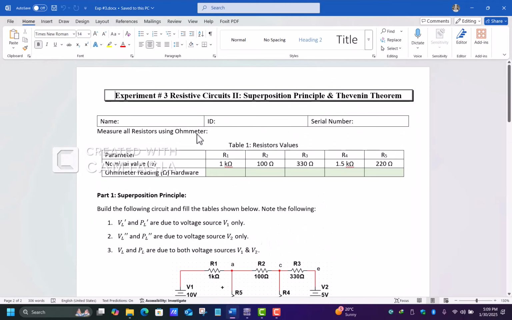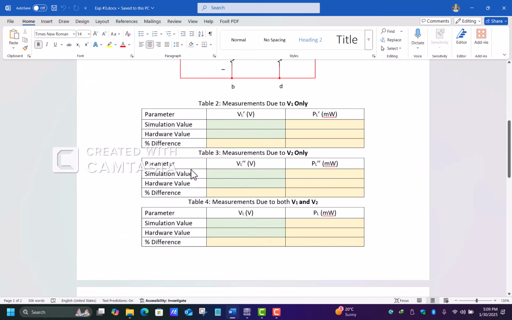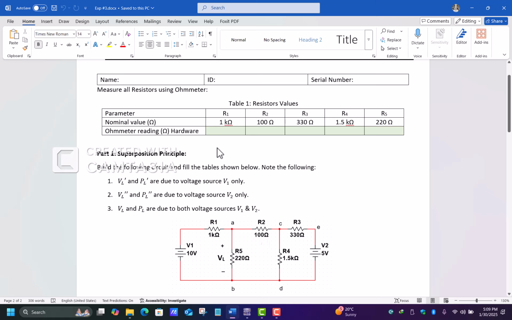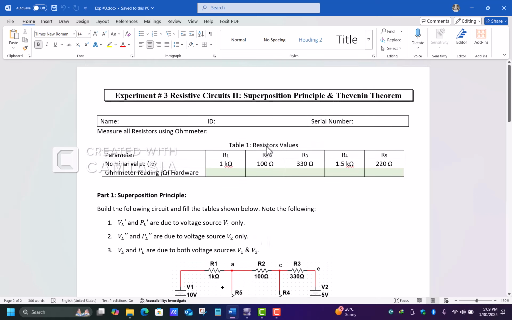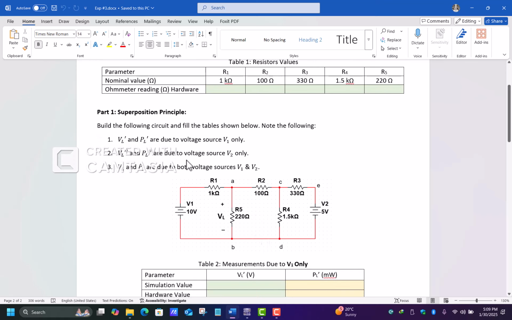This is my tutorial video of our experiment. Experimental test report 3: resistive circuits to superposition theorem. This experiment consists of two different portions. The first experiment is based on the superposition principle. In the one, we'll just do this experiment in our room. So I'm now focusing on how to design this interface in Multisim.